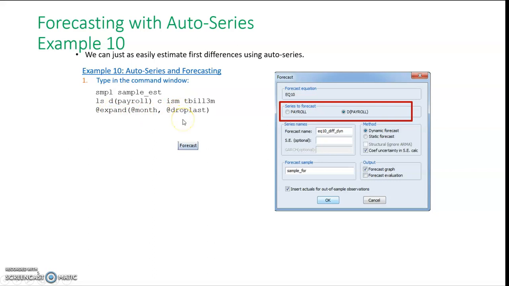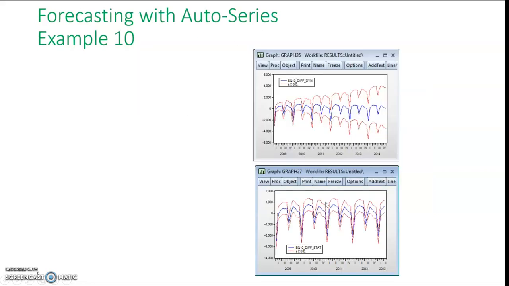Then when I click this, I will get the estimated equation, and on the equation toolbar, I will click on forecast, and then I get this window. Here we can either forecast payroll at level, or we can forecast payroll in difference form. We can either do dynamic forecasting or static forecasting after setting the sample, and then we will click OK.